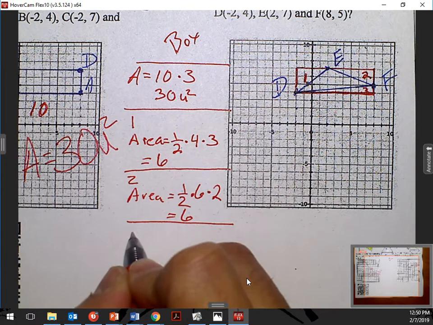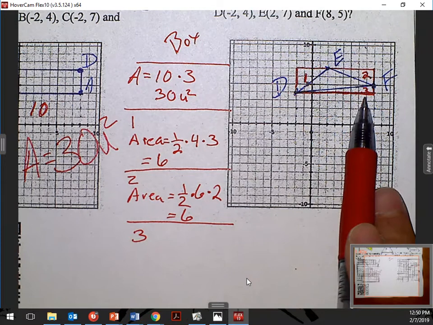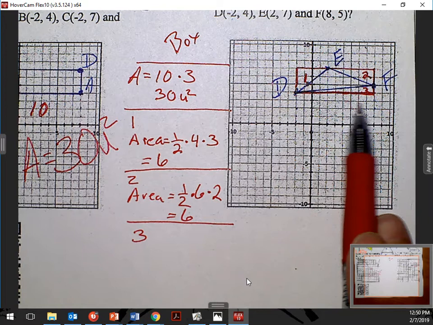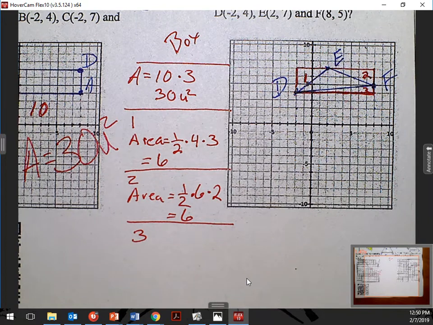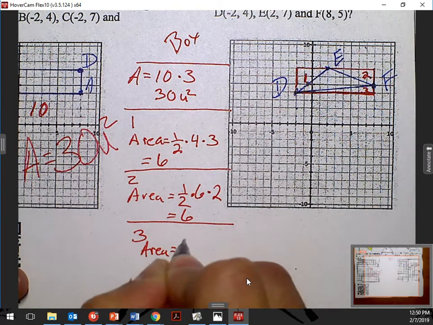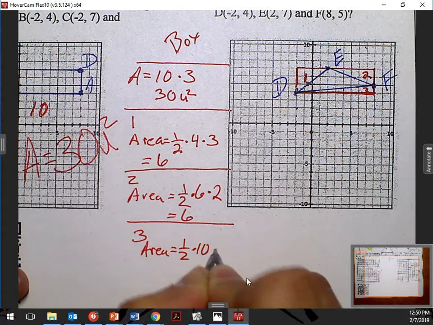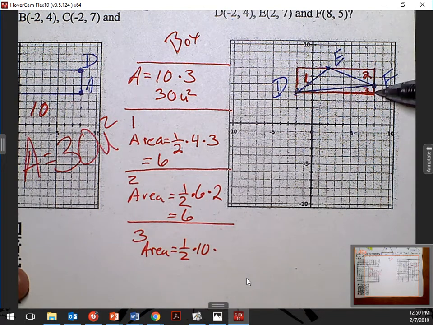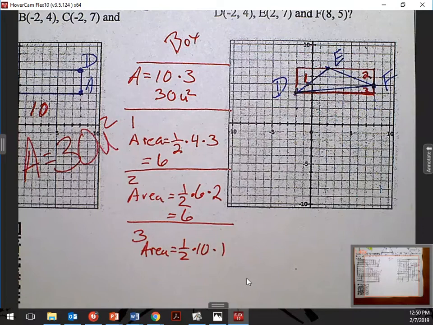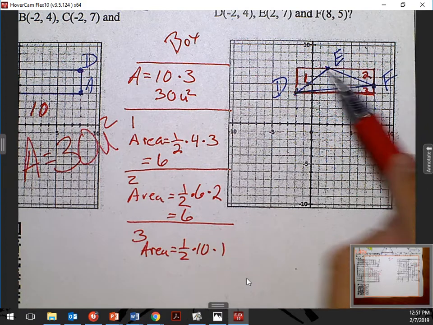Now, time for number 3. For number 3, what is the base on 3? How far does 3 go across? Quit just throwing out numbers. Count. 10. It is 10. So my area, 1/2 times 10 times, what's the height? For number 3, the height is going to be 1, right? Yes. Okay.